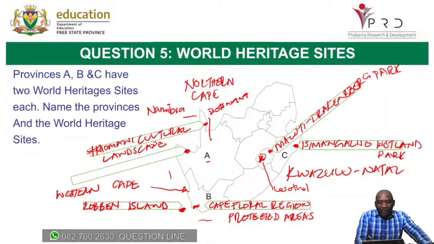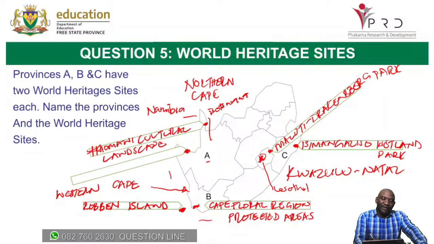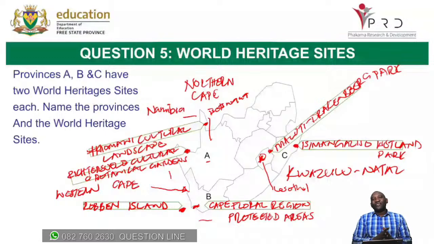Very good. And then the last one, which is on this side of Namibia only. So this one, Komani, is surrounded by Botswana and Namibia. That can be another hint if you want to remember it. And then this one, which is here, is only surrounded by the country of Namibia. And what is the name of this heritage site? It is the Richtersveld Cultural and Botanical Gardens. Right, there you go, boys and girls.